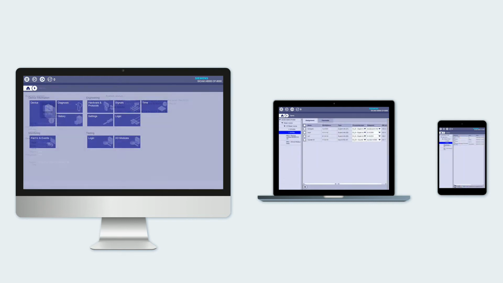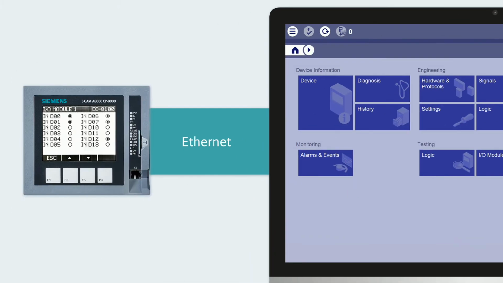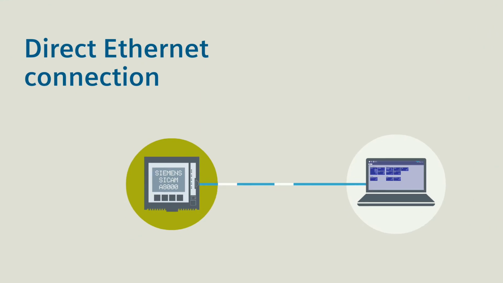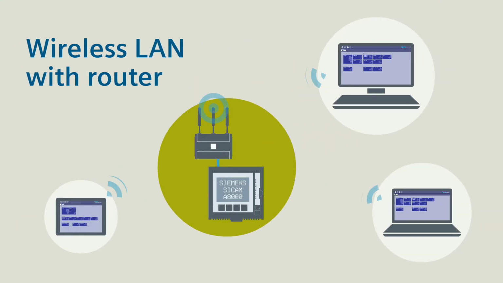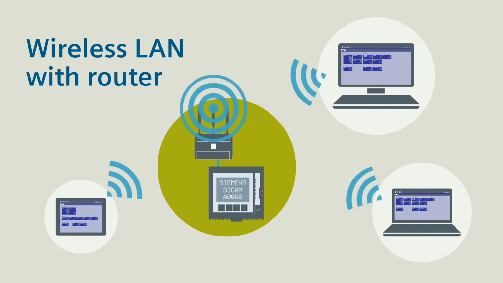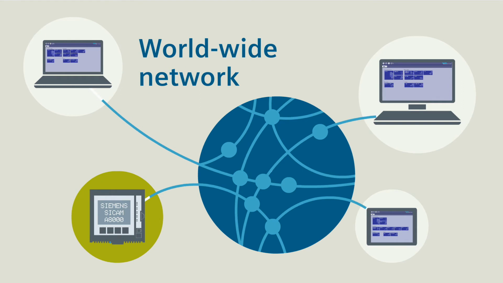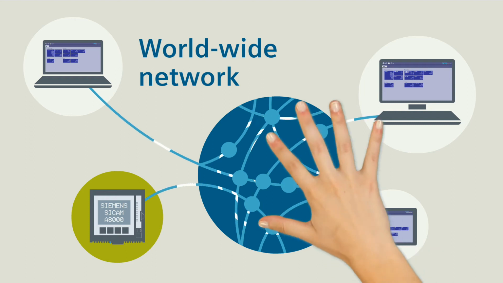For the transmission of data, Sicam Web is optimized for low bandwidths. Whether you use a direct Ethernet connection or a wireless LAN with a router that is connected to the device or a worldwide network, Sicam Web only needs minimal transmission resources.